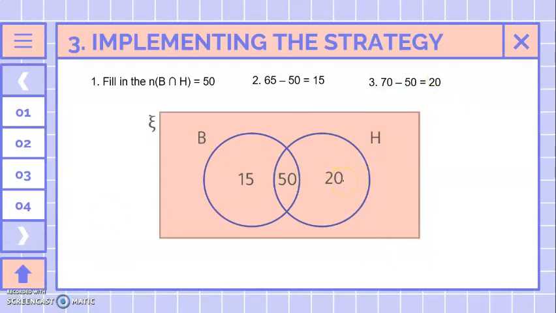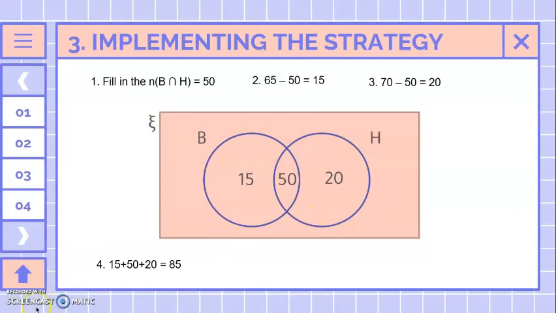So from the questions, they want to know who attend the intensive classes. So you will have to add 15 plus 50 plus 20. So you will get 85. This is the number that attend the intensive classes.